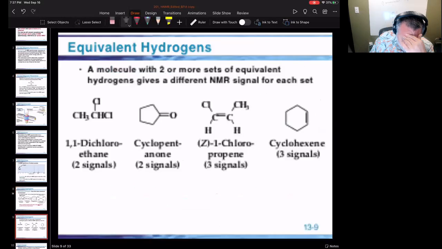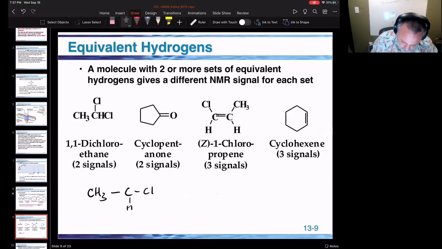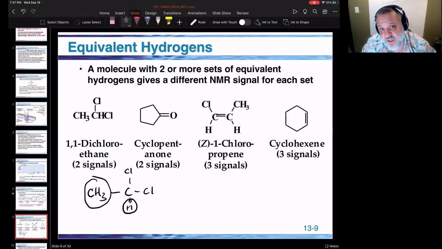Okay, let's take a look at these. If we have 2 or more unique chemical environments, then we'll get 2 or more signals. So let's take a look. In 1,1-dichloroethane, you've got CH3 connected to a carbon, and that carbon is connected to 2 chlorines. So this hydrogen is in a different chemical environment than those 3 hydrogens, so you should see 2 signals.